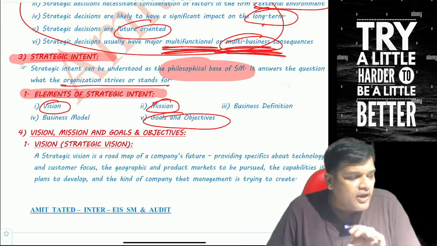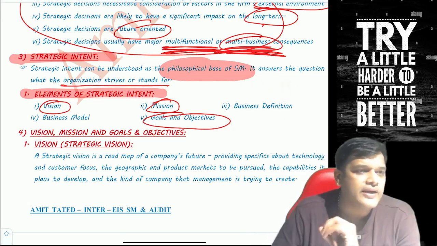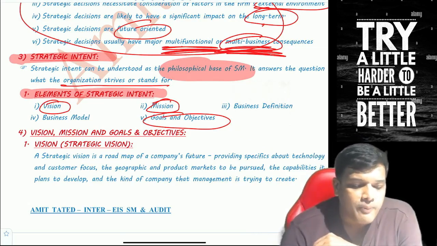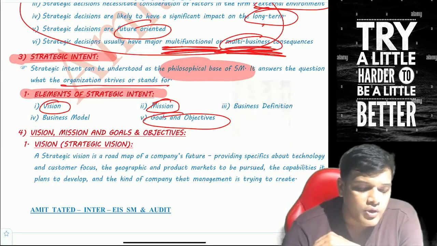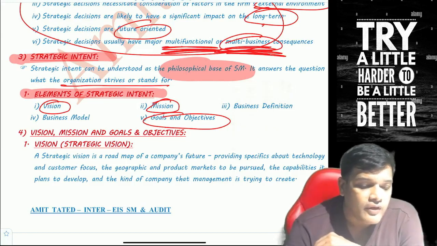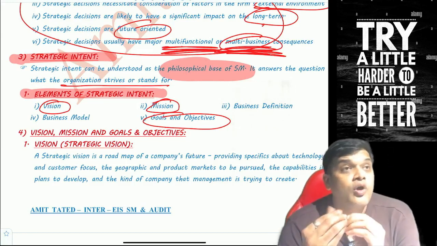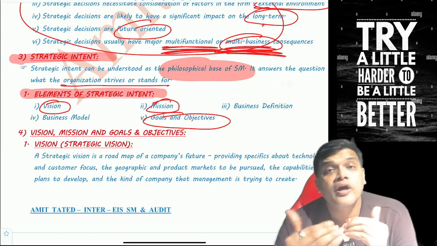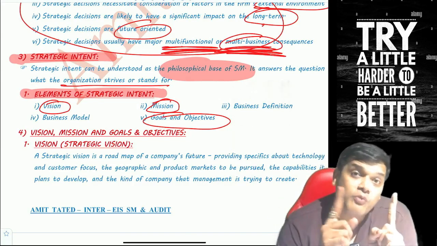So right now, if I say, in the next 1 year, I want to make a profit, is this a goal or an objective? This is a goal. If I tell you, I want a profit of 1 crore in the next 1 year, this is my objective, because I am saying 1 year, 1 crore.